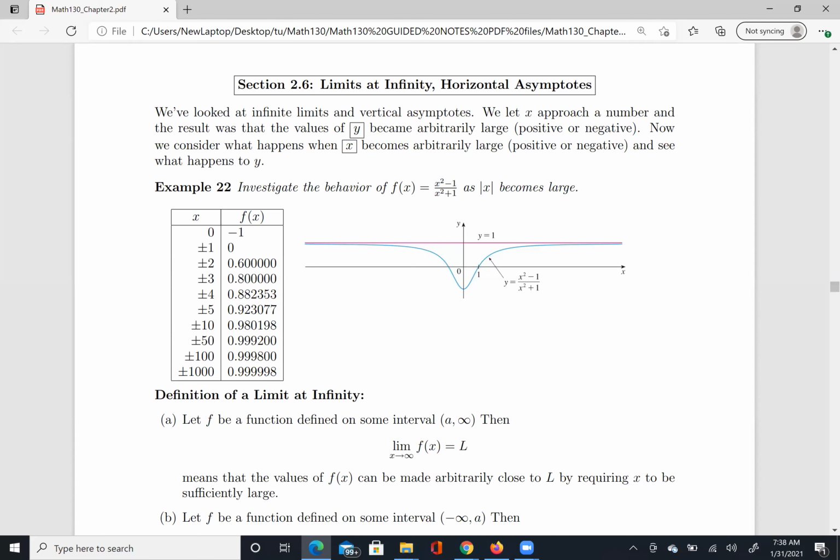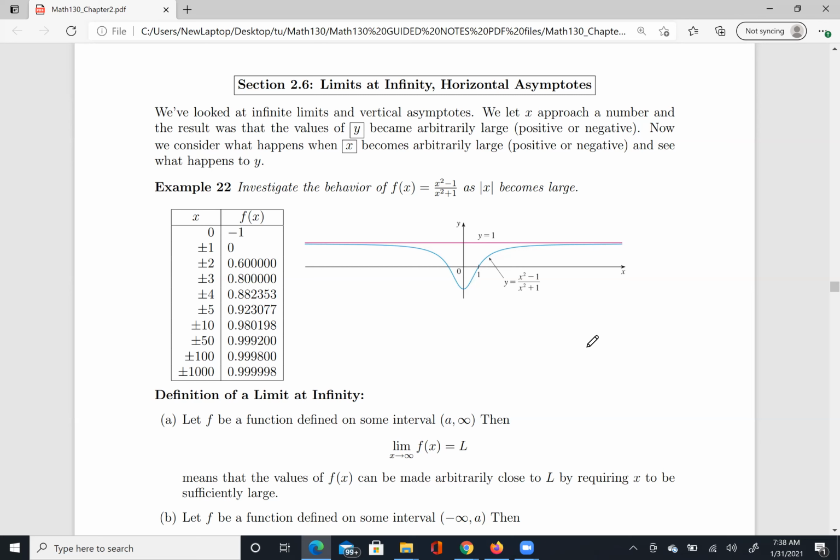Hello, everyone. So today we're going to talk about section 2.6, limits at infinity. Also, we're going to talk about horizontal asymptotes. Okay, so we look at infinite limits and vertical asymptotes. We have looked at that already, right?